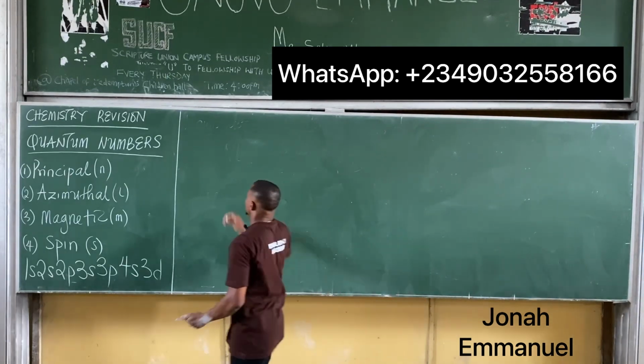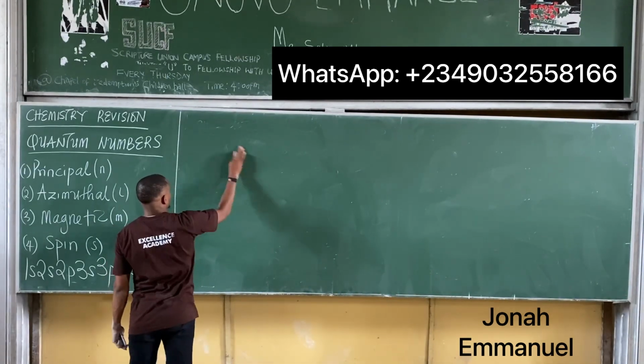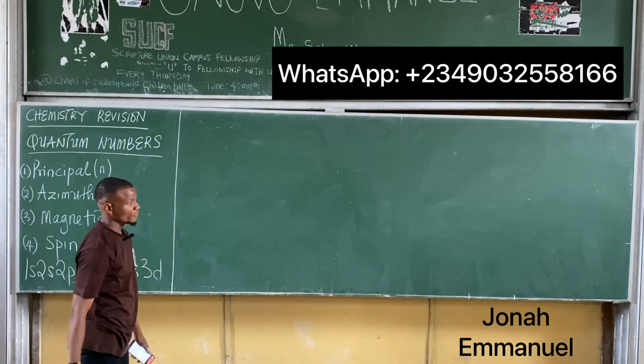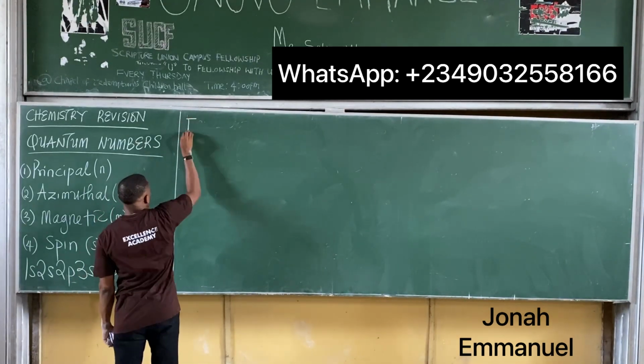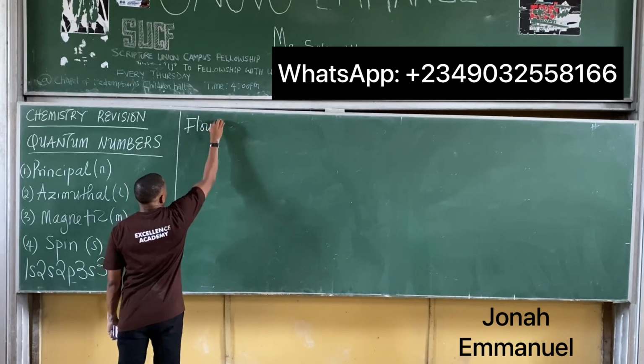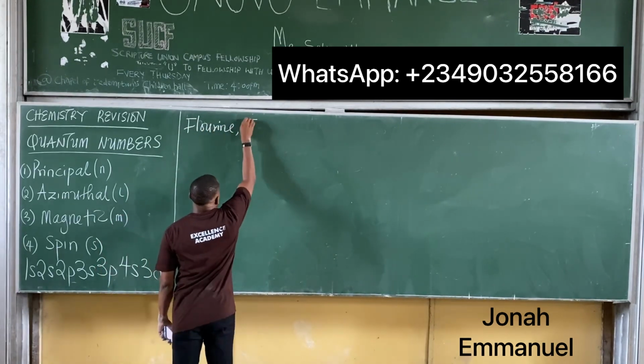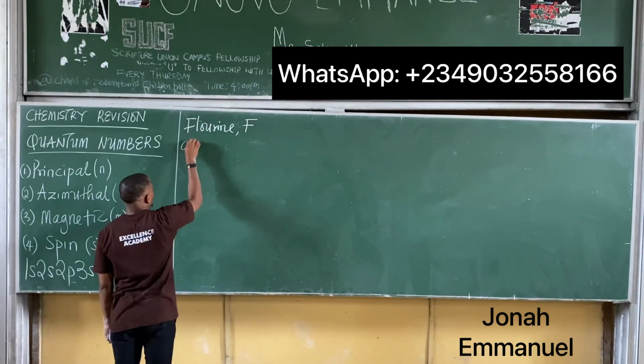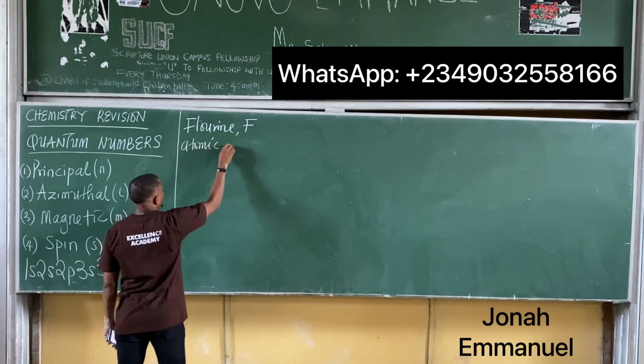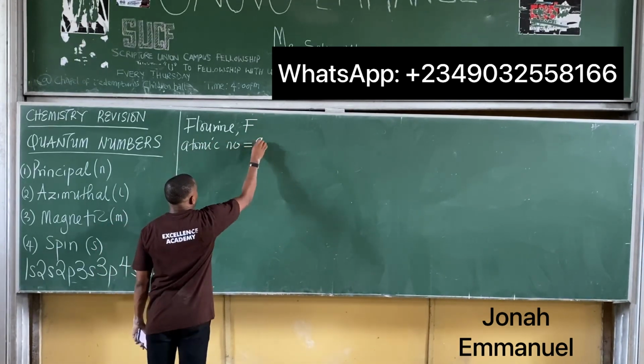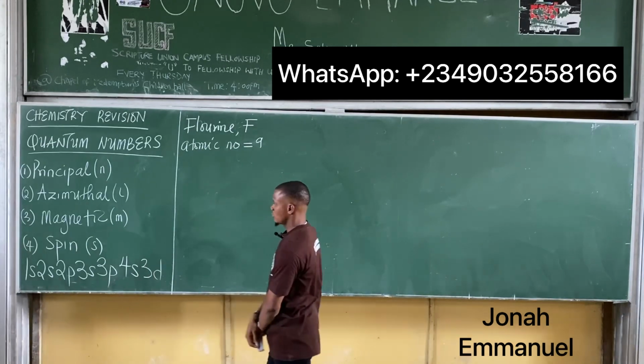All right. So look up, please. I'll use one for an example, and then we'll try a past question. I'll leave the past question to you, and then we'll see what we can get. Fluorine, F. Atomic number, please. Atomic number is 9.